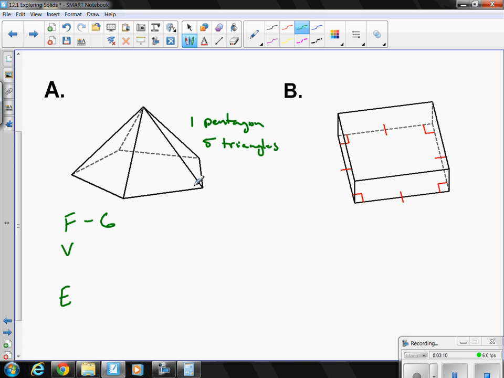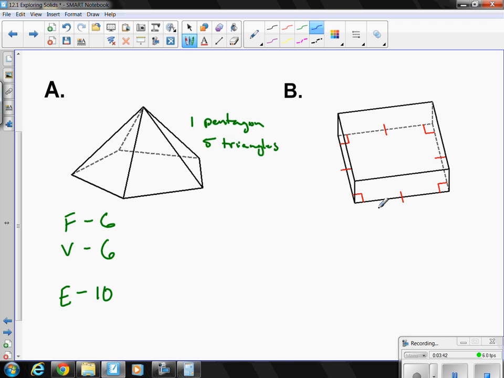Vertices, okay, the one pentagon is going to have 5 corners, and the one on top, so that's a total of 6 vertices. And the number of edges, there's going to be 5 edges on just the pentagon part, and then up from each corner of the pentagon we have another edge. So there's 5 vertices. That's going to make a total of 10 edges.